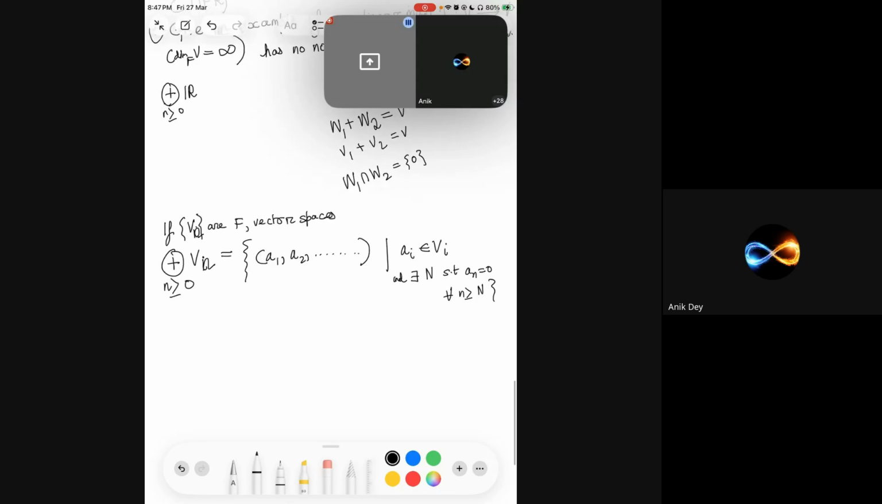What I mean to say is that if I take R, an R vector space, and take the direct sum of R over n greater than or equal to 0, then 1, 0, 0, everything 0 is an element, but 1, 1, 1, everything 1 is not an element of this. So these are all sequences which are 0 after one point. This forms a vector space.